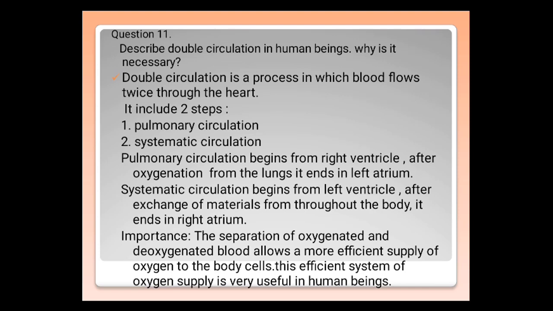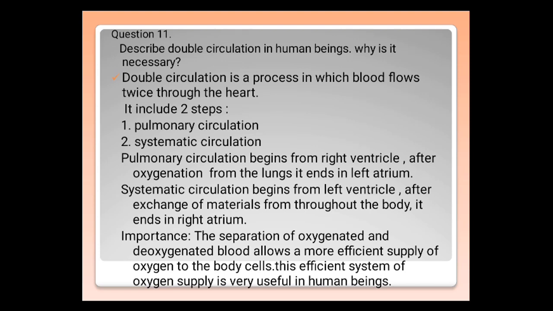The importance of double circulation. The separation of oxygenated and deoxygenated blood allows a more efficient supply of oxygen to the body cells. This efficient system of oxygen supply is very useful in human beings. Double circulation and its necessity is also an important question.